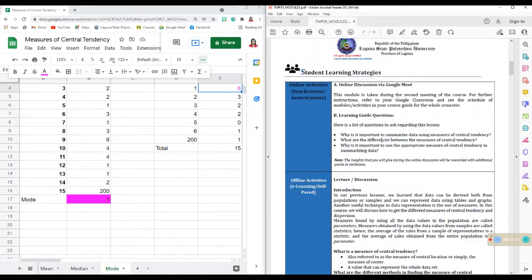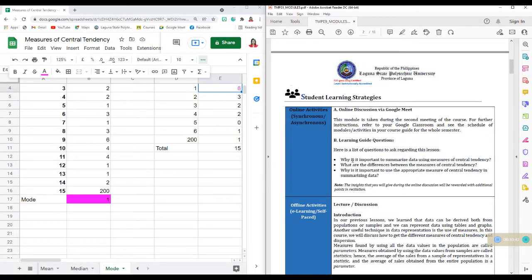Try nating sagutin. So, why is it important to summarize data using measures of central tendency? I hope you know the answer here. Next, what are the differences between the measures of central tendency? Clue po, ang sagot dito ay kung ano yung mga types of data na pwede nilang pag-applyan at kung ano yung limitations nila.